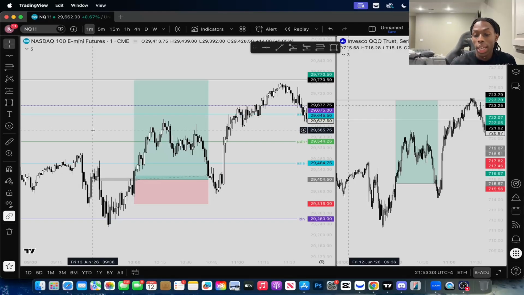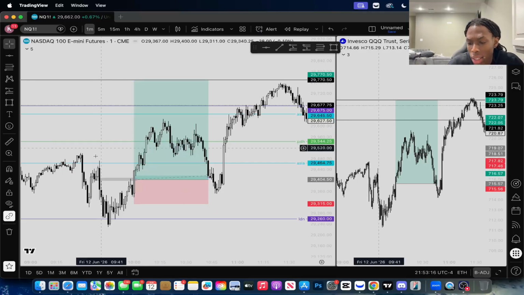Trade recap for today. Might as well do today and yesterday, because yesterday is when I told y'all I was gonna start doing the recaps. So we're gonna go over today's trade and then I'm gonna show y'all yesterday's trade as well. So yeah, this is the trade that we took today.